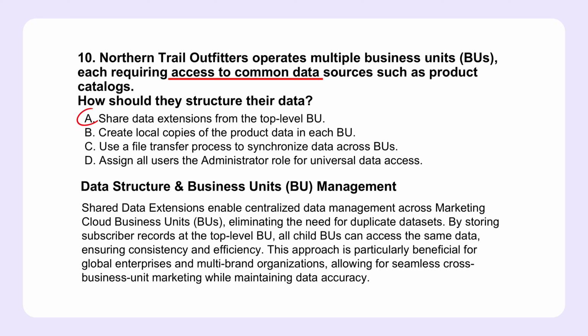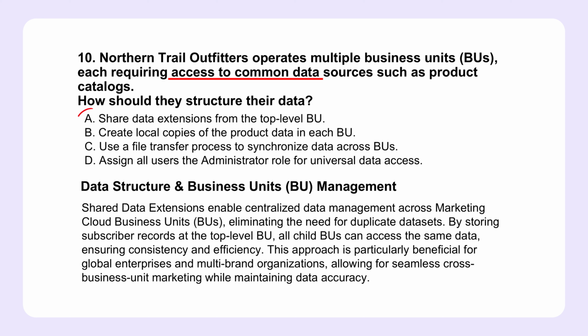And this is particularly useful for stuff like product catalogs, brand asset libraries, or shared customer segmentation lists. So it helps keep everything in sync, and it reduces a lot of potential redundancy, which can become a nightmare in those complex platform setups. What about some of the other options that are sometimes mentioned, like creating local copies of the data in each BU, setting up file transfers between BUs, or just giving everyone universal admin access? What are the downsides there?